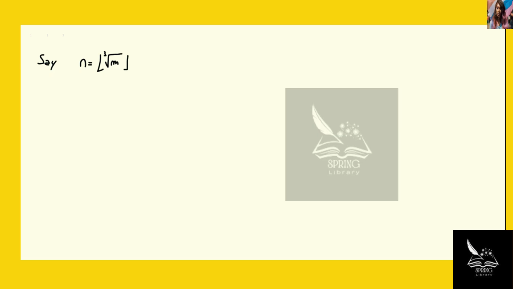Let's fix m. And let's say that n is the floor of the cube root of m. Then by definition of floor, n must be the integer such that n is lower or equal than the third root of m, and that's strictly lower than n plus 1. Now if we cube every term, we see n cubed is lower or equal than m, which is lower than n cubed plus 3n squared plus 3n plus 1.